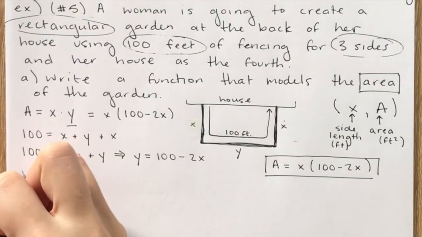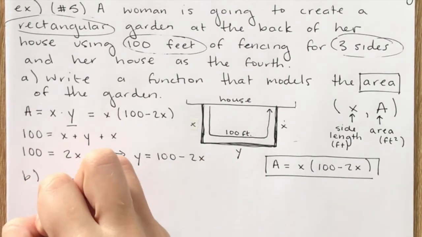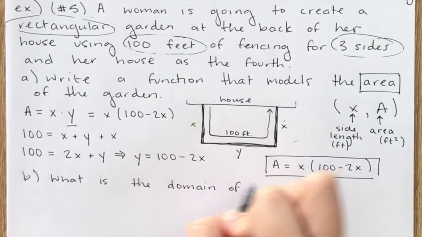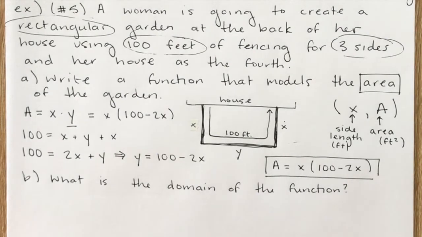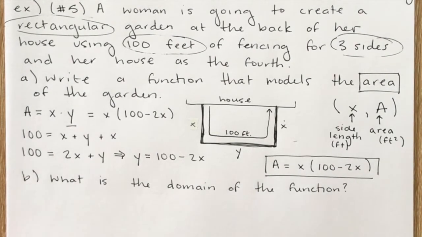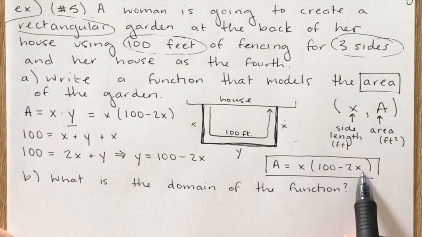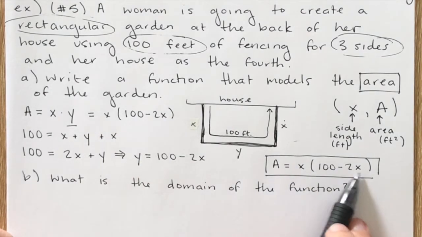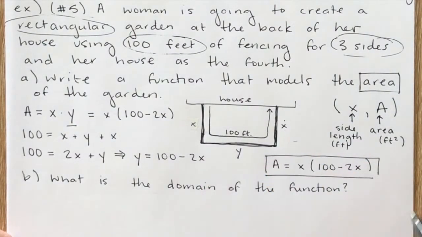The second part of the question is, what is the domain of the function? Okay, well, we've talked about domain before plenty of times, in the context of word problems. So this is asking us, what are all of the possible values for our independent variable? Domain is the collection of all possible input values. Input, independent. So what are our possible x values here? What are the possible side lengths of this garden?